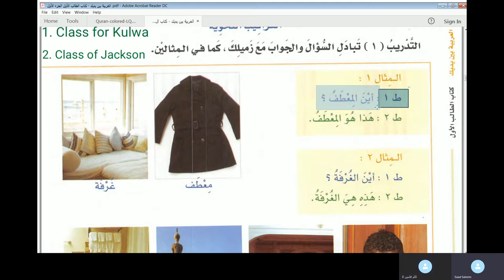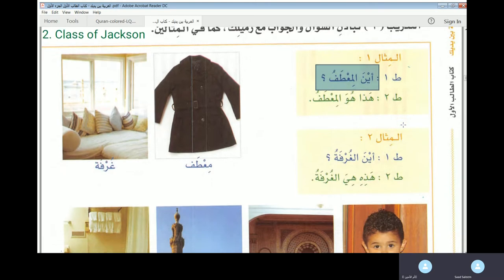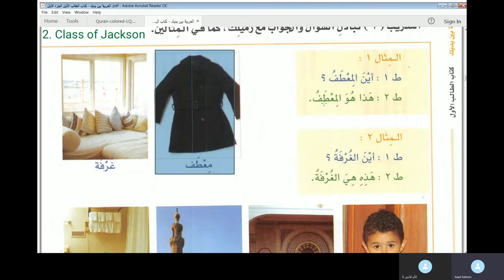First student: Aina al-mihtafu? Where is the coat? Okay. Where is the coat?